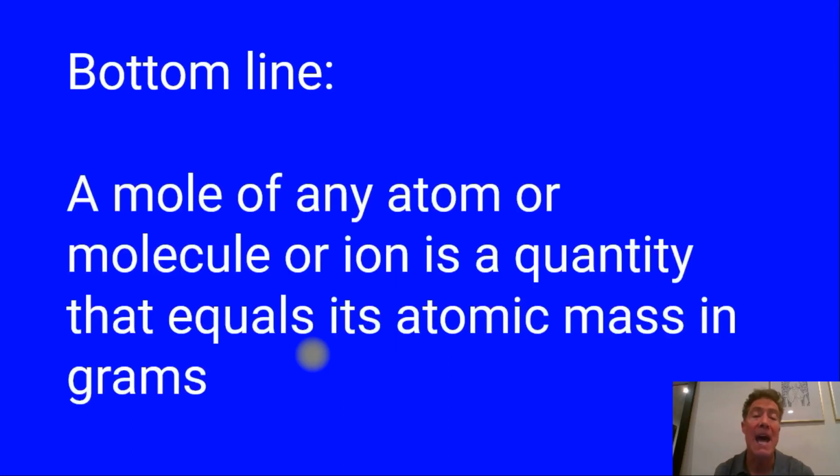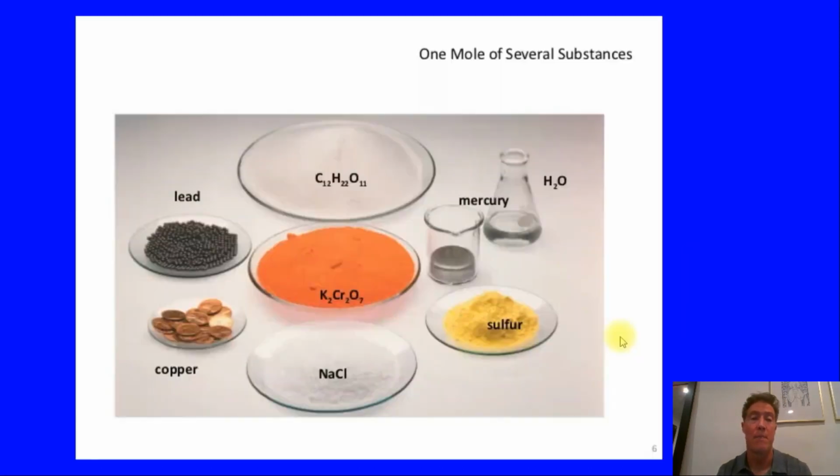So the bottom line, a mole of any atom or molecule or ion or ionic compound is a quantity that equals its atomic mass in grams. So we count up the number of atoms, and we take their atomic mass in grams and total all of that up. And that total in grams gives us the moles of an atom, or the moles of a molecule, or the moles of an ion, or the moles of an ionic compound. So we could calculate a polyatomic ion's weight by adding up the atomic masses of each of the elements that make up that polyatomic ion.